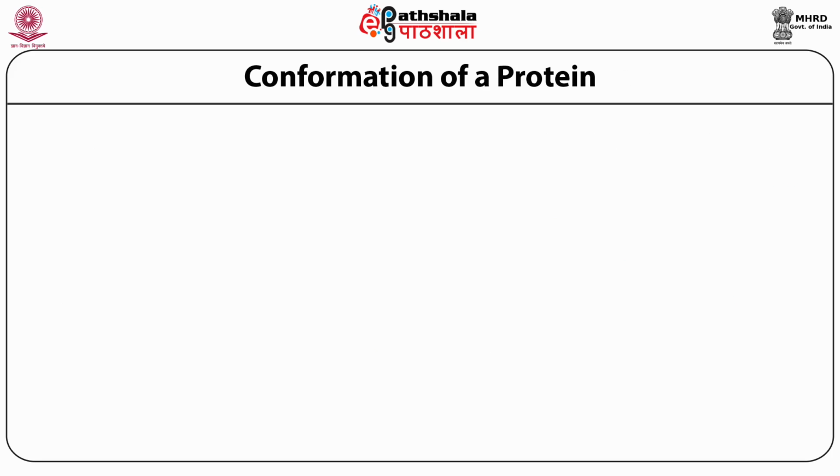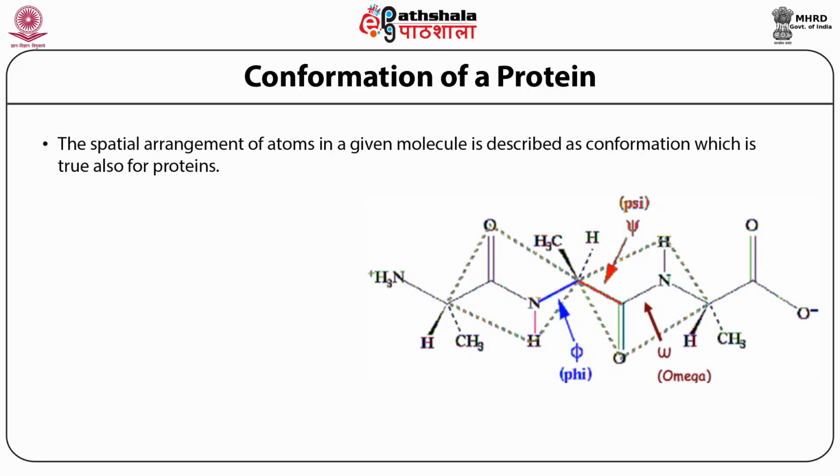Now, the conformation of a protein. What is conformation? The spatial arrangement of atoms in a given molecule is called conformation. For example, a small molecule, a 6-membered ring. Take cyclohexane. This could be chair conformation, boat conformation, skew conformation, sofa conformation. You have seen all these things in your previous classes. Now, similarly, proteins also have different types of conformations.